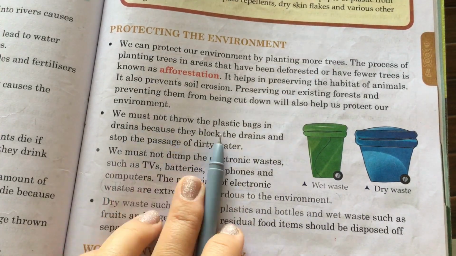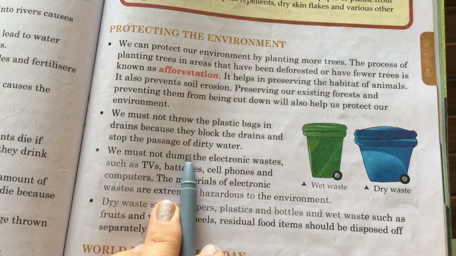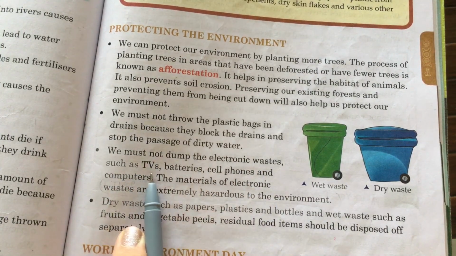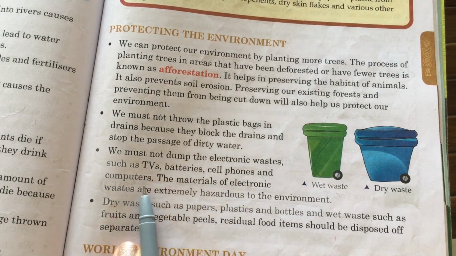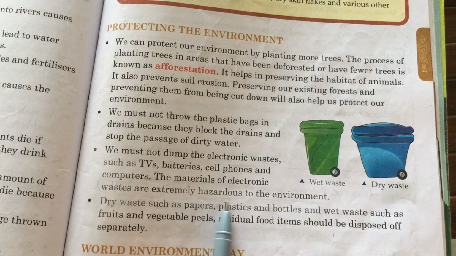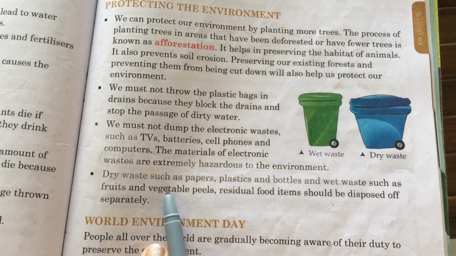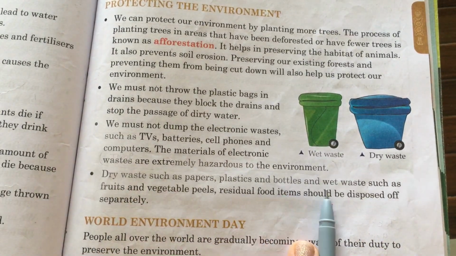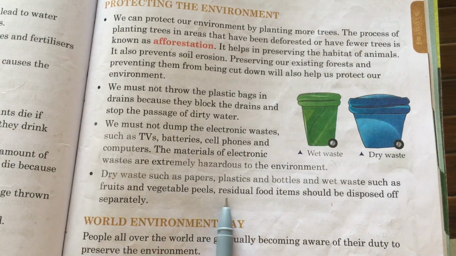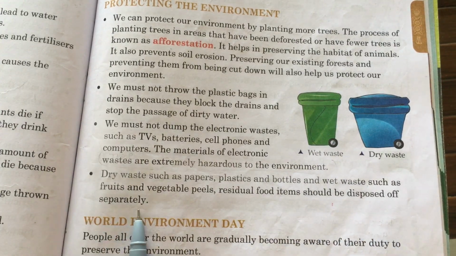We must not throw the plastic bags in drains because they block the drains and stop the passage of dirty water. We must not dump the electronic waste such as TVs, batteries, cell phones, and computers. The materials of electronic waste are extremely hazardous to the environment. Dry waste such as papers, plastics, and bottles, and wet waste such as fruit and vegetable peels, residual food items should be disposed of separately.